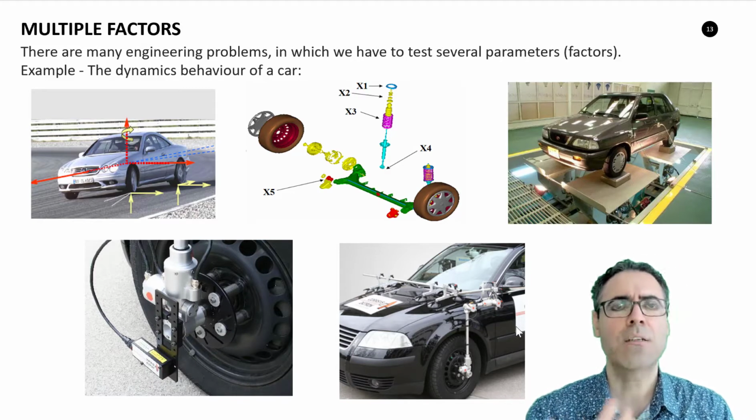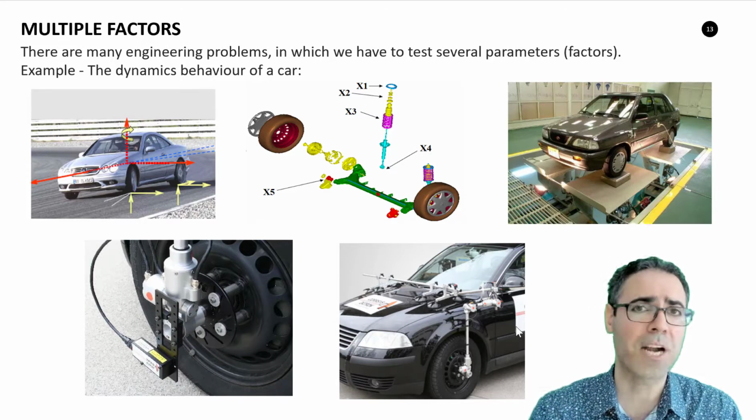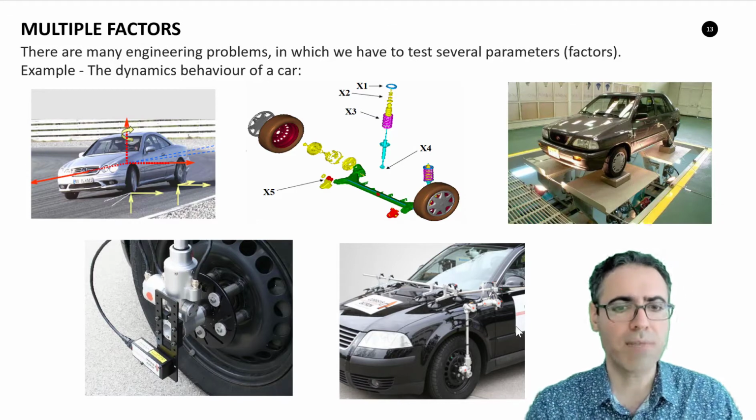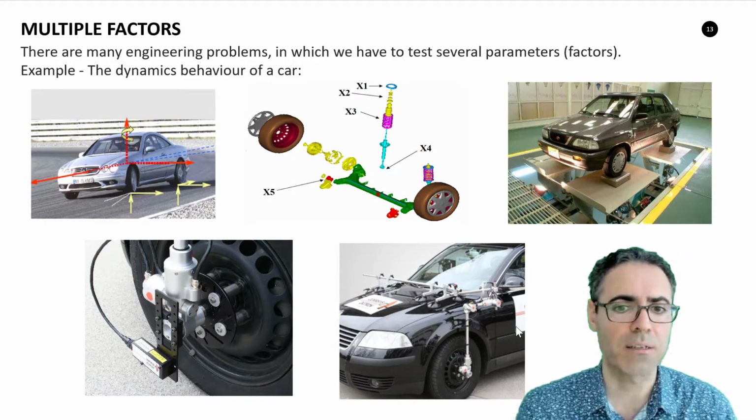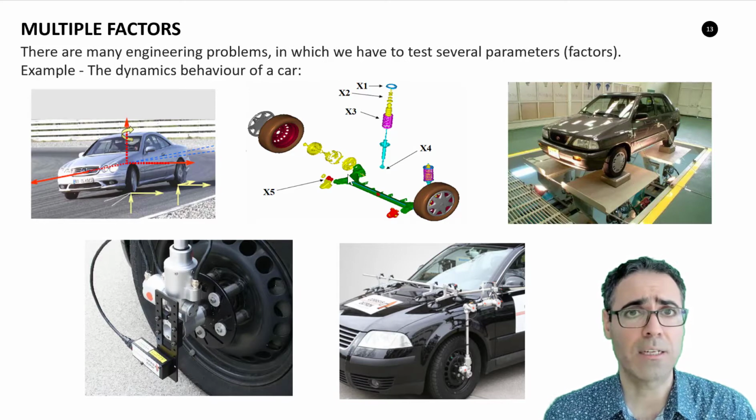So imagine conducting a test for a car, which again is very expensive, and wanting to change these parameters. How should we change? Let's say we have 5 parameters here, the one that I showed in this middle picture. And how should we design this experiment?